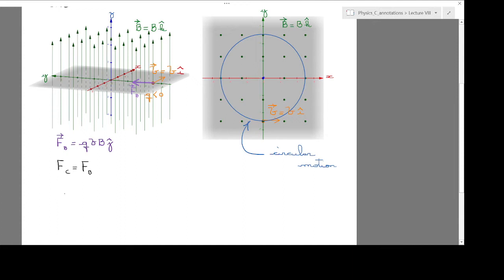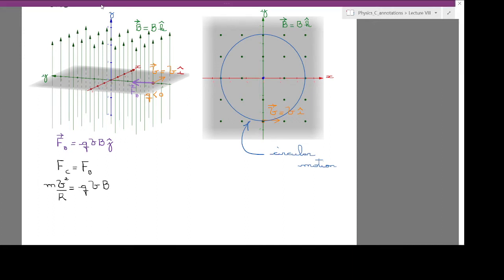This one, we know the expression for this one. This is m v squared over r, and the magnetic force that we learned today, where we are familiar with it, is qvb. All right, we can simplify.